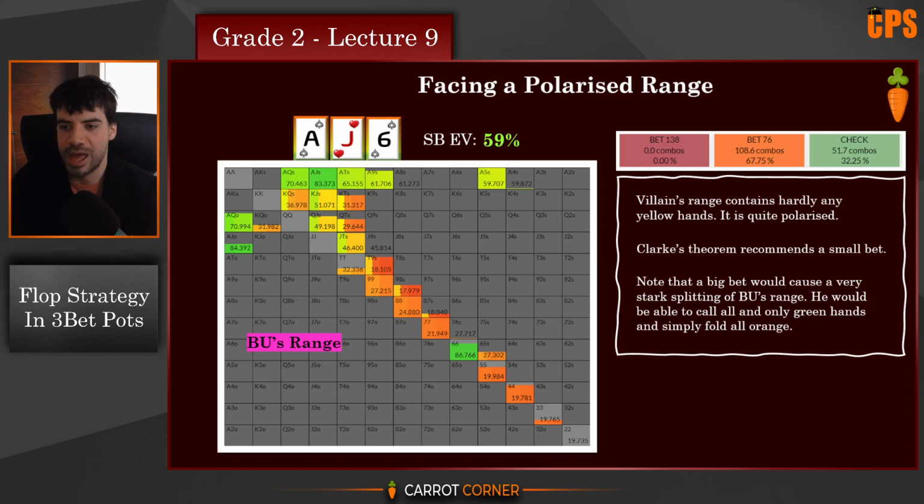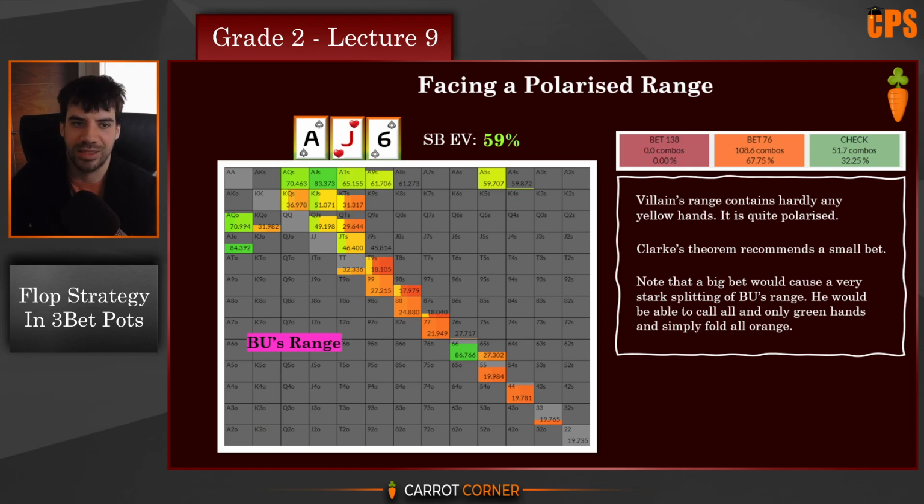And note that a big bet would have a very detrimental and stark splitting effect on our opponent's range on the button. Button would be able to call all and only green hands and simply fold the orange ones. While it's true that we would put some combos like king jack and queen jack into an indifferent situation, we'd usually just be overspending to reduce the EV of something like 9s to 0. Put it this way, if you check, 9s has a little bit of EV. You don't want to do that when you have this much fold equity with a lot of your range, but you also don't want to overpay to reduce that hand's EV.